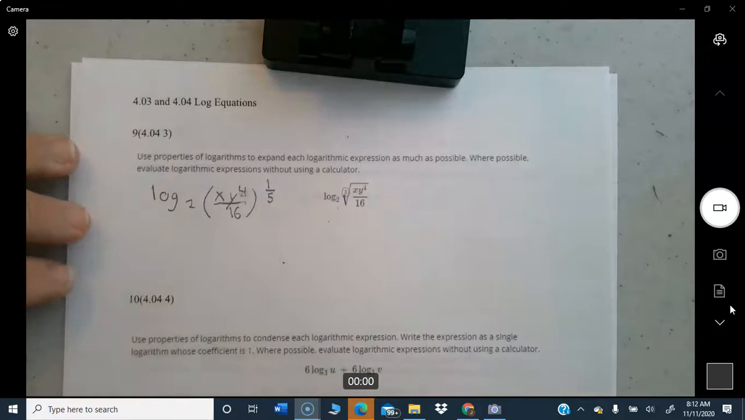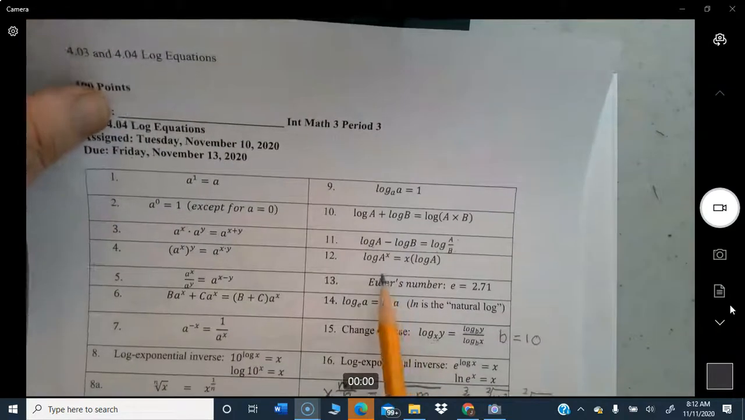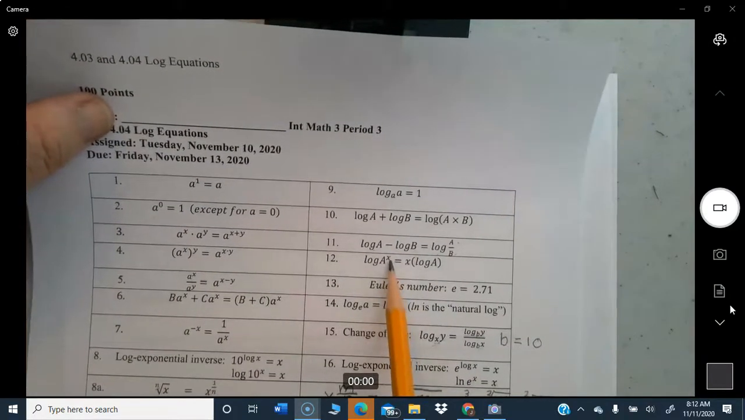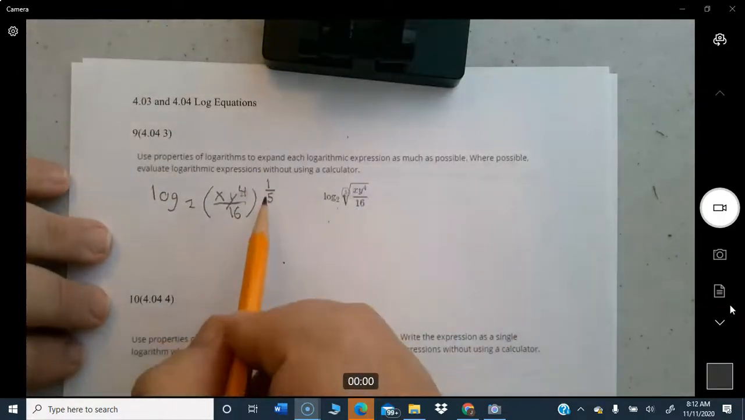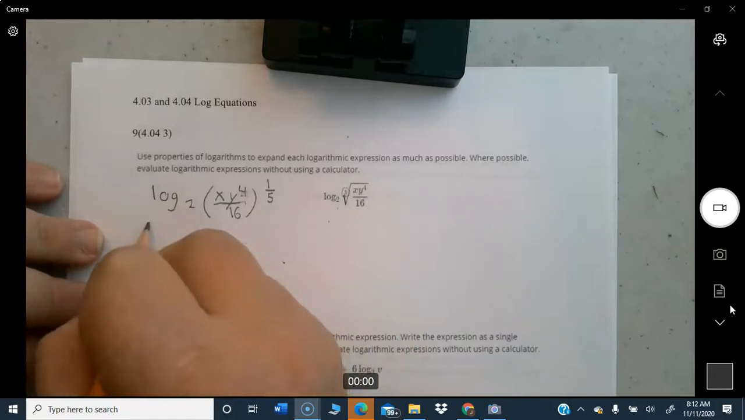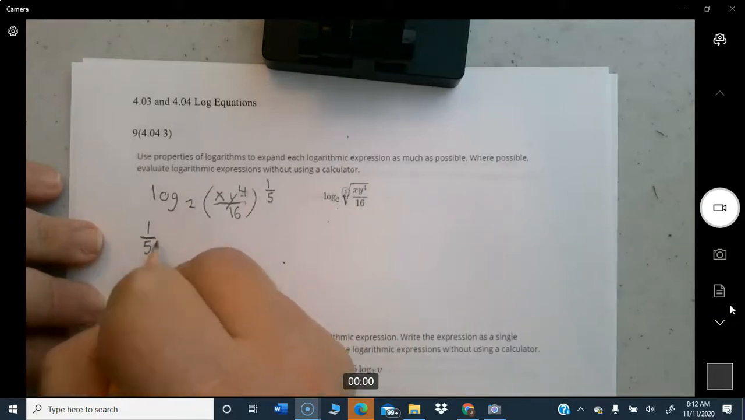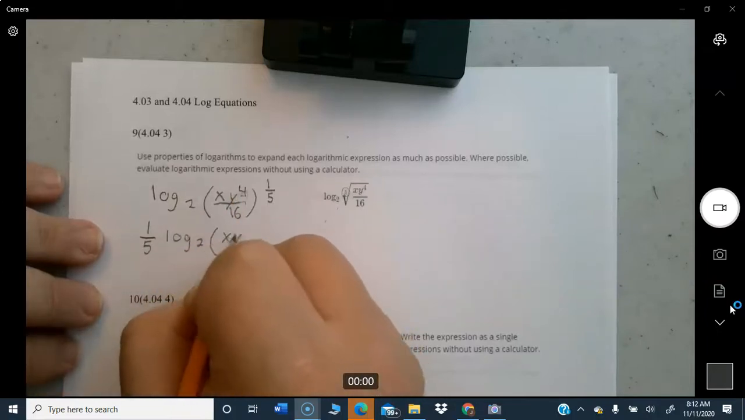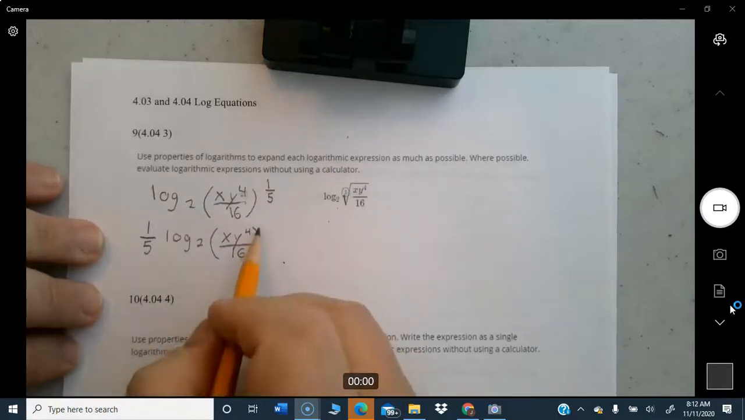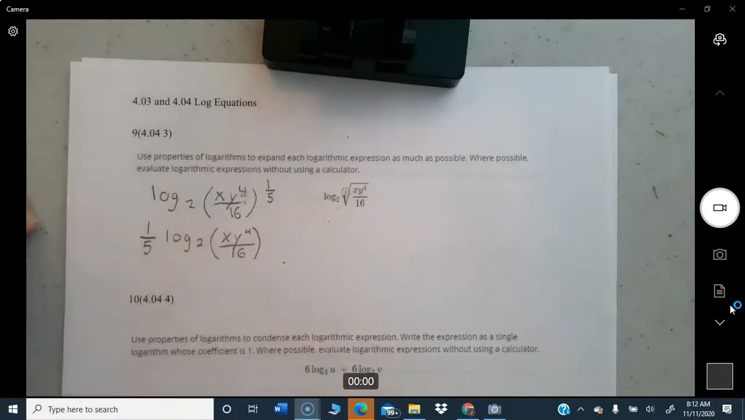Well, we know from this principle right here, number 12, that if we have any exponent, we can pull it out in front of the log. So I'm going to take this 1/5 and bring it over here. 1/5 log base 2 of all of this. Okay, so the 1/5 is no longer up here. It's now out in front there.